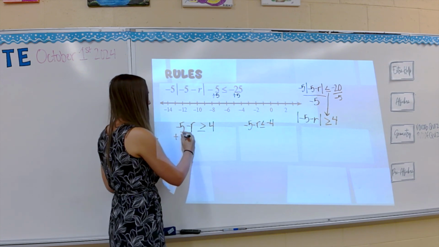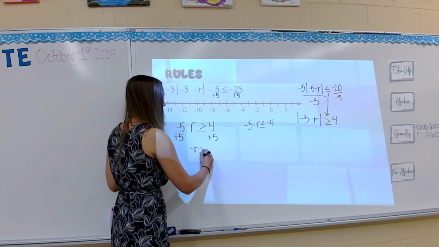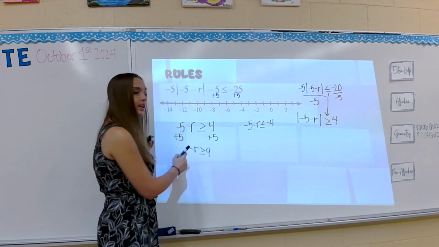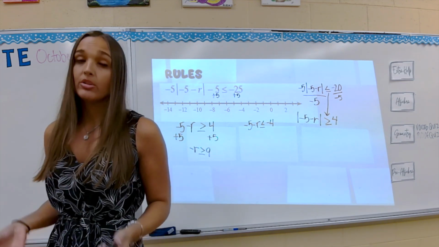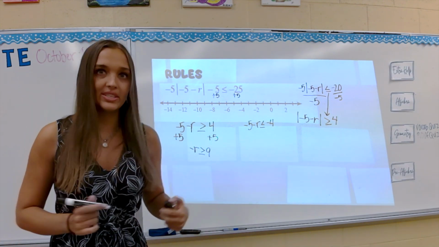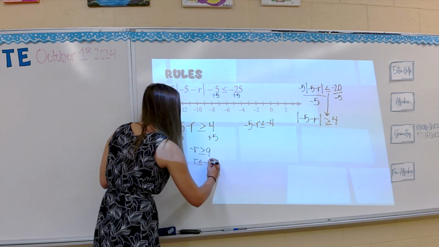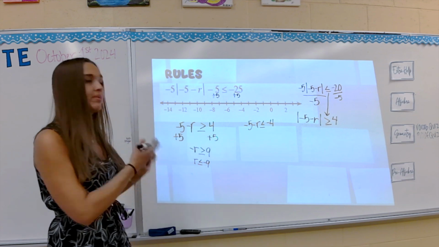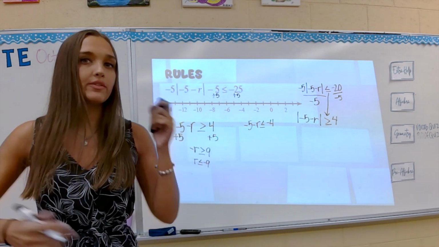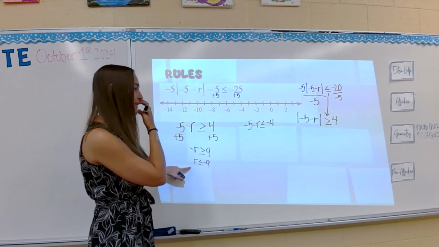I add 5 to both sides, and I get negative r is greater than or equal to 9. But I don't want negative r, I just want r. So once again, we have to divide by a negative, which means we flip the sign. So I'm going to get r is less than or equal to -9. Do you see how we flip the sign so many times? That's okay. It's fun. Just going in a circle. So I get r is less than or equal to -9.